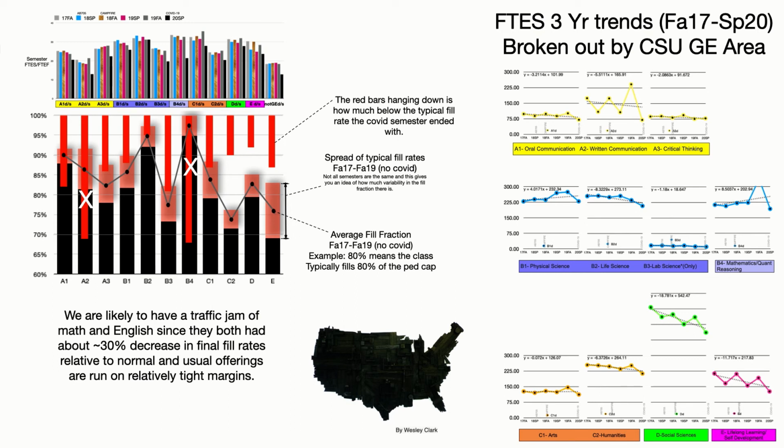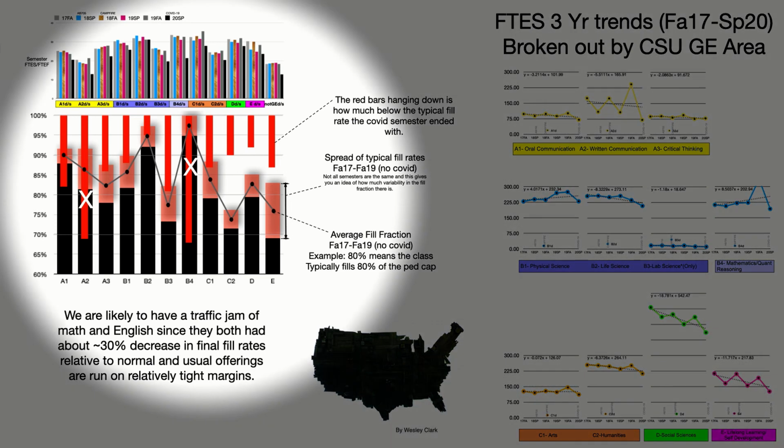This diagram is an attempt to capture a bunch of information about fill fraction, the spread of the fill fraction, and the estimated COVID drops that have occurred. If you look along the bottom, you'll see the GE areas. The black dots represent the average fill fraction from fall 17 to fall 19. So I did not include COVID. This is the average fill fraction. That means 80%, for example, means that the class typically fills to 80% of the pedagogical cap or the class cap.